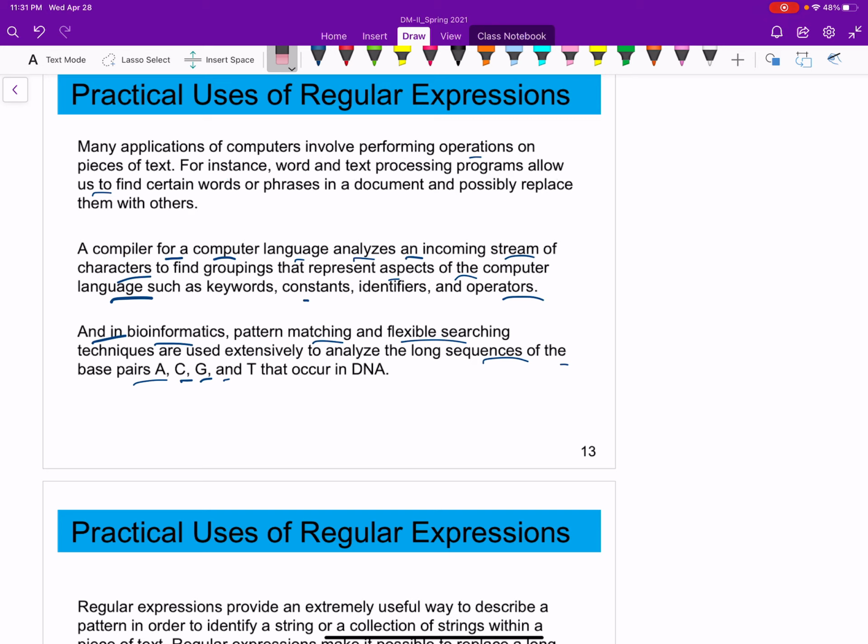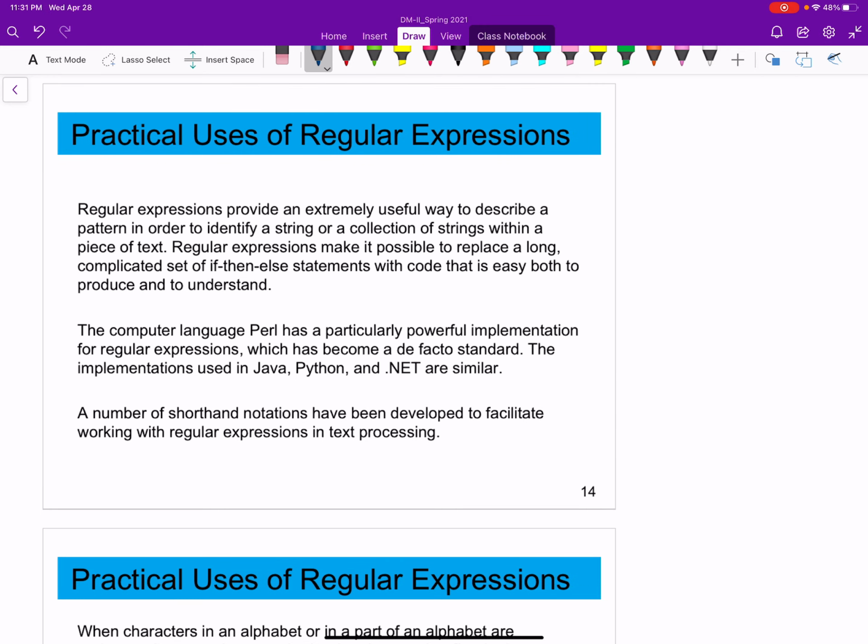All right, so these are mostly descriptions, so I'm reading them. No math here, right? Just descriptions. Regular expressions provide an extremely useful way to describe a pattern in order to identify a string or a collection of strings within a piece of text. Regular expressions make it possible to replace a long, complicated set of if-then-else statements with code that is easy both to produce and to understand.